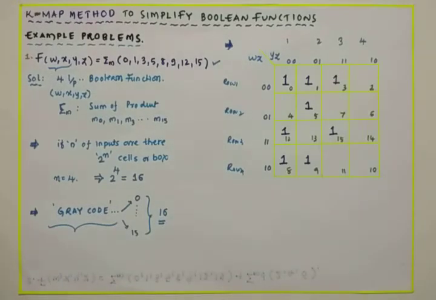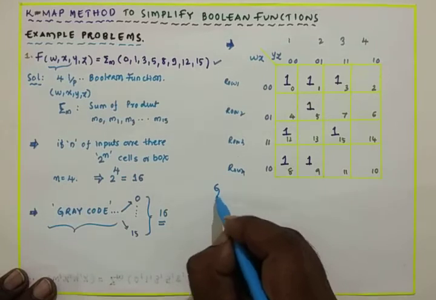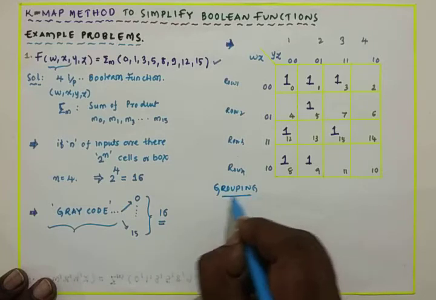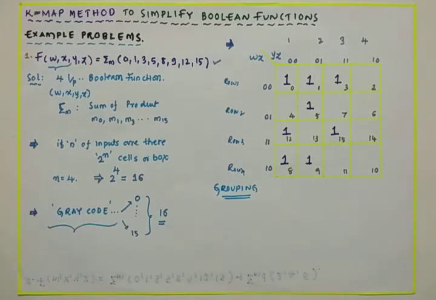Now we have to go with another important step, that is grouping the adjacent ones. Adjacent ones, we have to make the group, going from the largest group to the smallest. Here how many ones are there? In total, 1, 2, 3, 4, 5, 6, 7, 8. So 8 ones are there. Maximum we could form a group with 8 ones, but the 8 ones are not together, so we cannot form a group with the 8 ones.